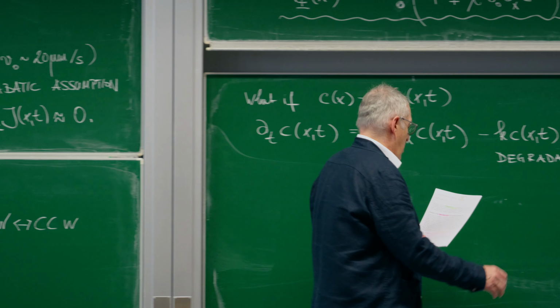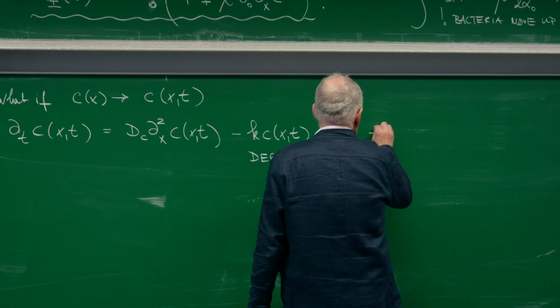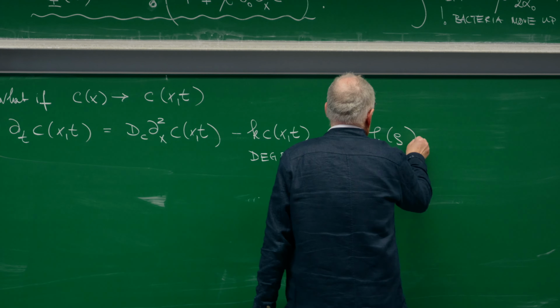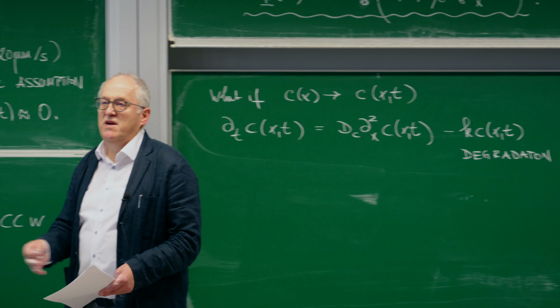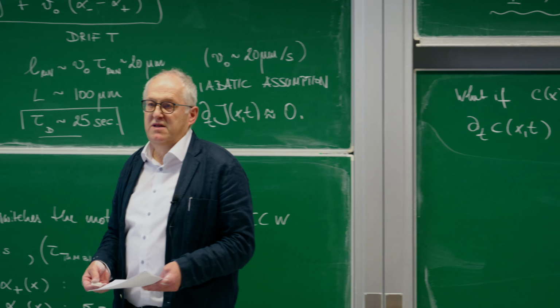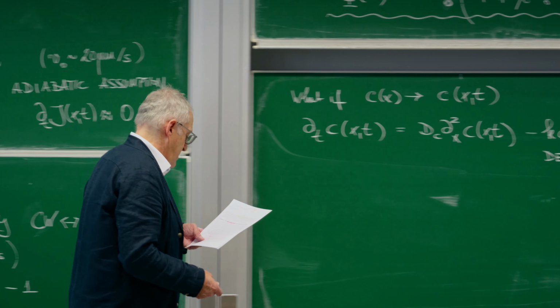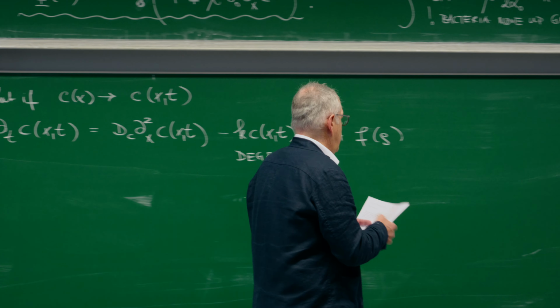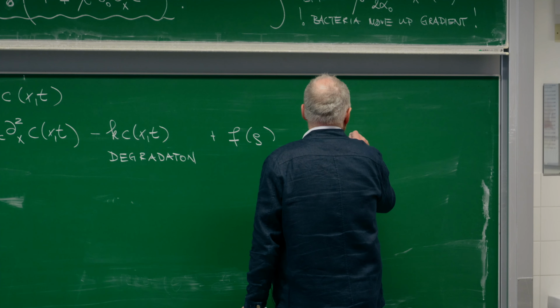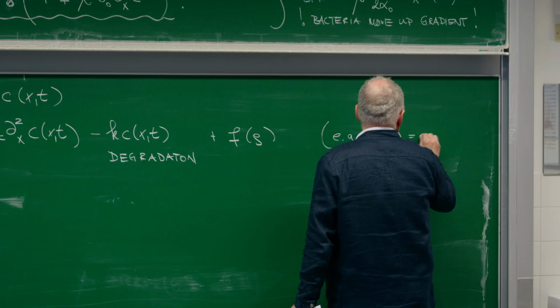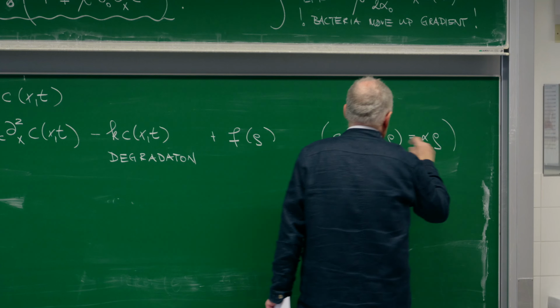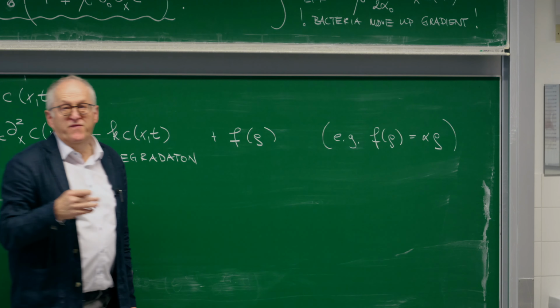And they are produced, and let's say I'm just writing here an arbitrary function f of rho. So the bacteria in some way produce the chemoattractants. The simplest you can write down, so e.g. f of rho could just be alpha of rho.